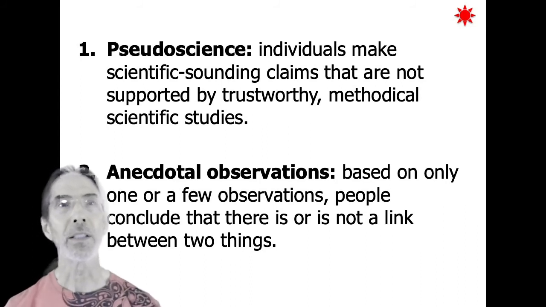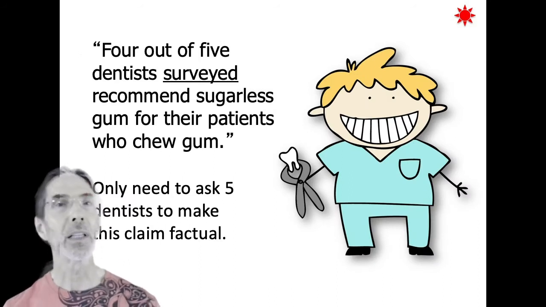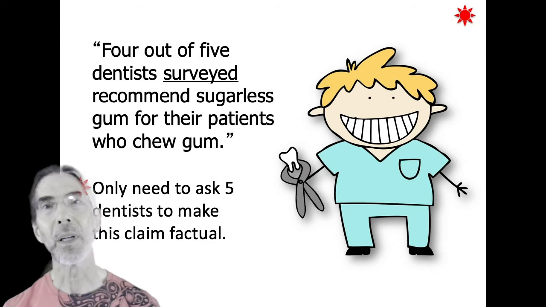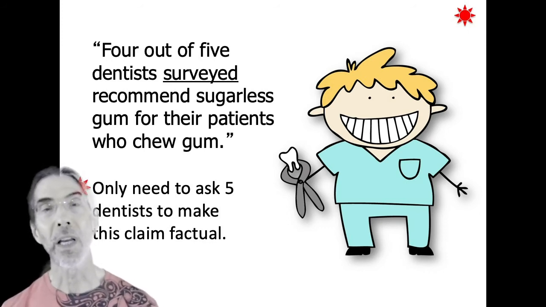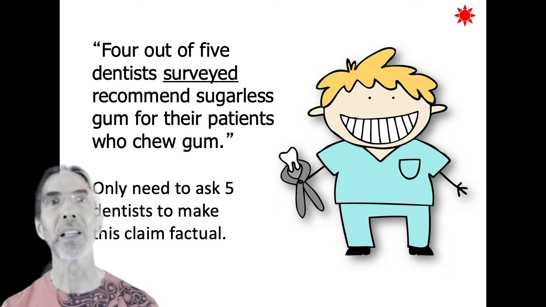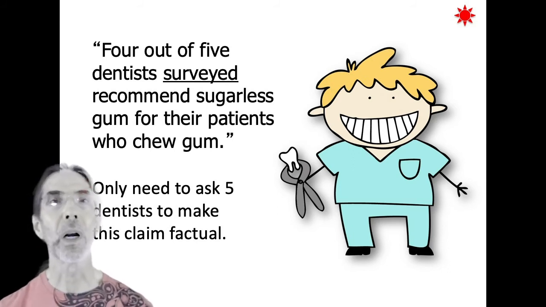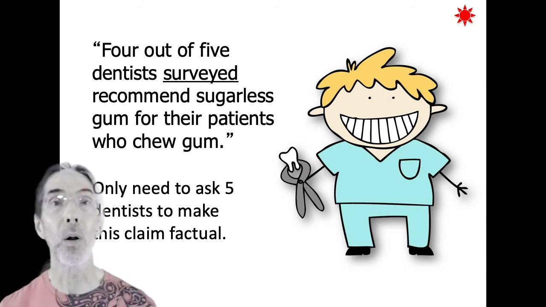One example is shown here. I can say 4 out of 5 dentists surveyed recommend sugarless gum for their patients to chew gum. How many dentists do we need to survey to make this statement? Only 5. 4 out of 5. We didn't say 495 out of 500, which would be a much more statistically robust number. We said 4 out of 5, and the statement sounds very cool, but it doesn't mean much at all because the numbers are so small.